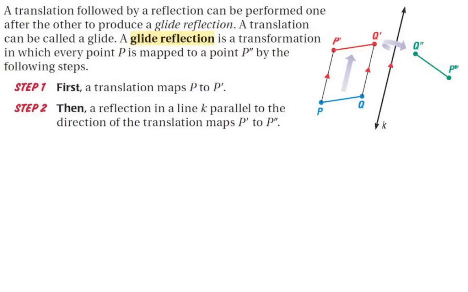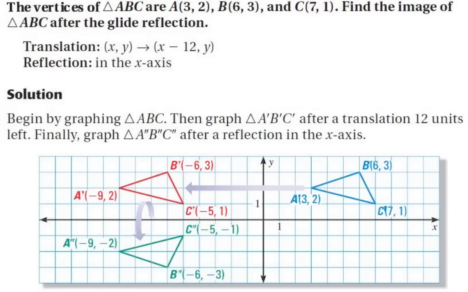So here in this example, line segment PQ gets translated upwards, becomes this red line segment, and then it gets reflected across line K, which notice that line K runs parallel to the direction of the translation here. After the reflection, we get this green line segment, and the green line segment is the glide reflection of the blue line segment.